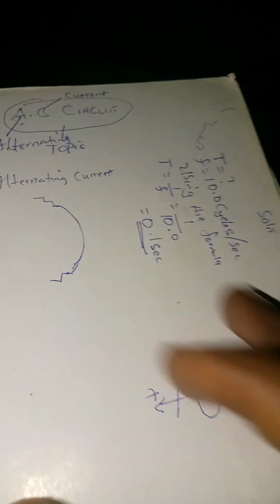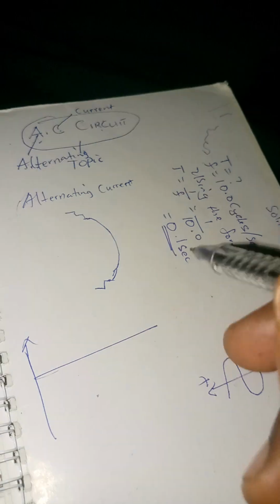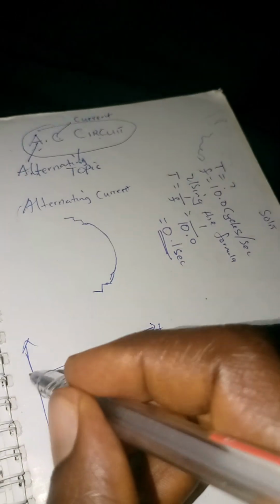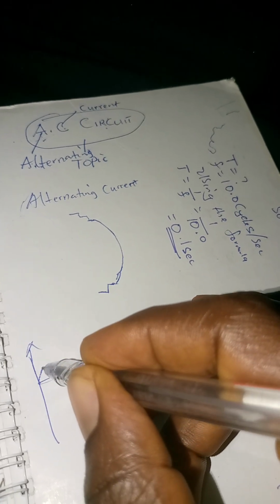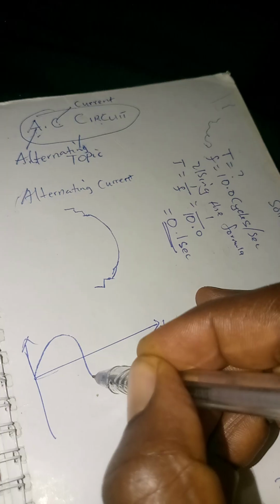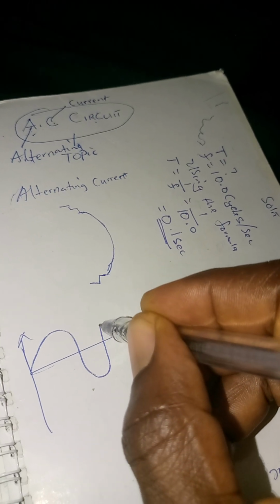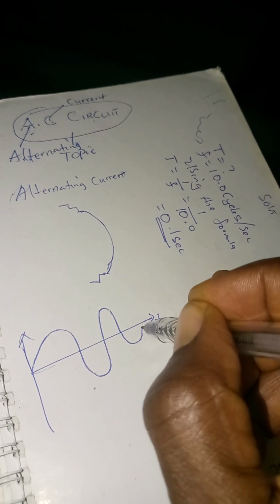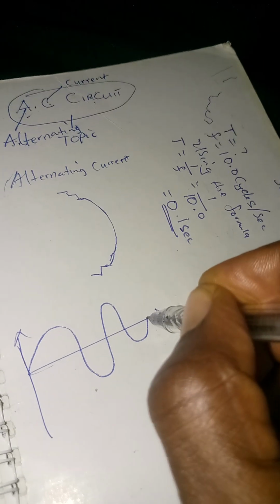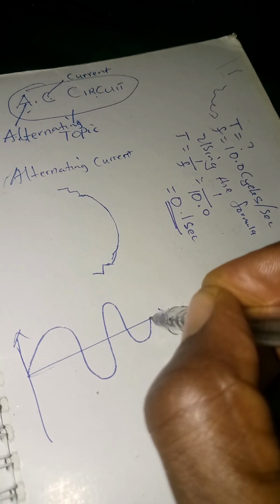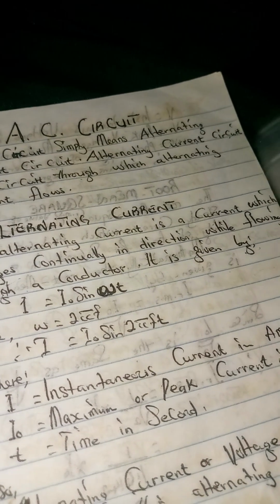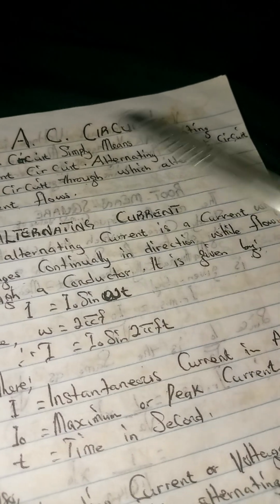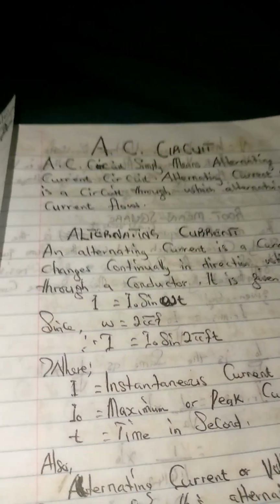Now, let's assume this to be a conductor. I have my magnitude here, and I have my time here. Now, let's say the current is flowing from here. As the current is flowing, it's changing in direction. As it is flowing from one point to another, it's changing in direction. The current that changes in direction while flowing through a conductor is what we call the alternating current. I'm sure you understand. While flowing, it's changing in direction. That's what makes it alternating current.